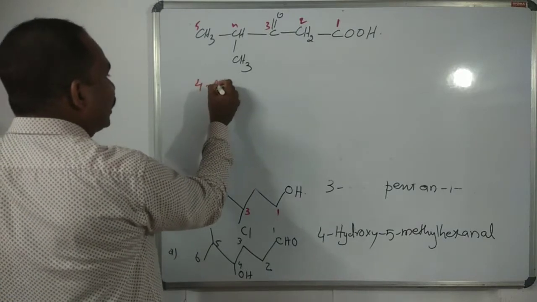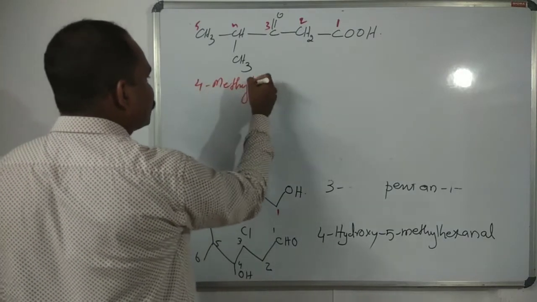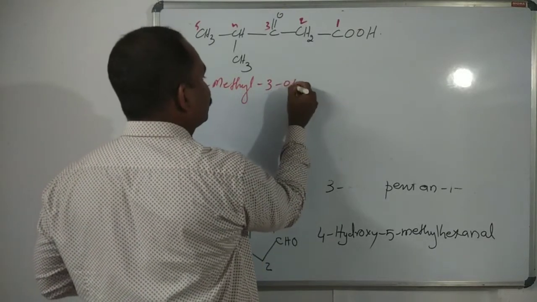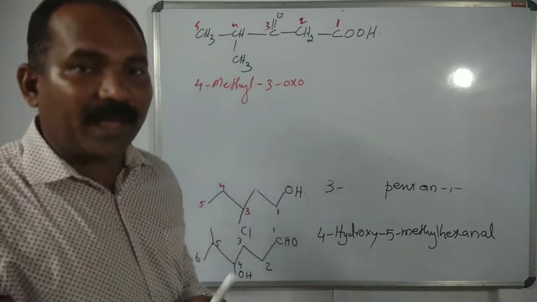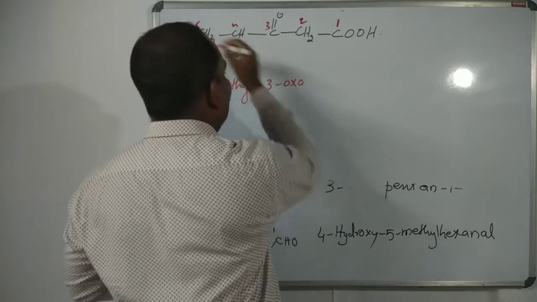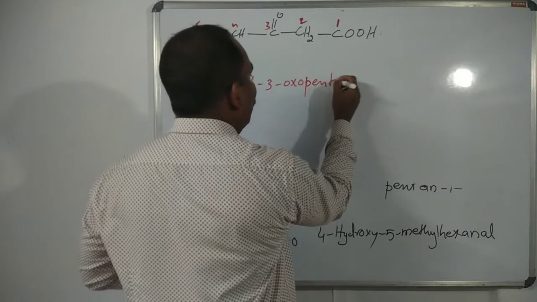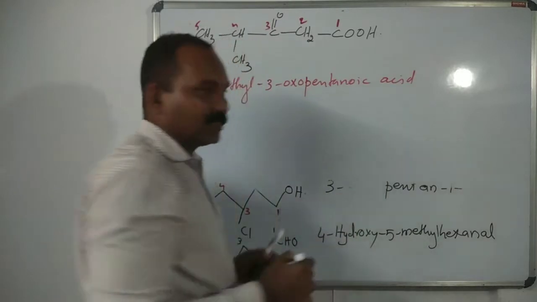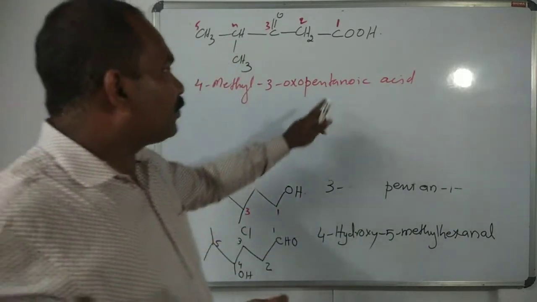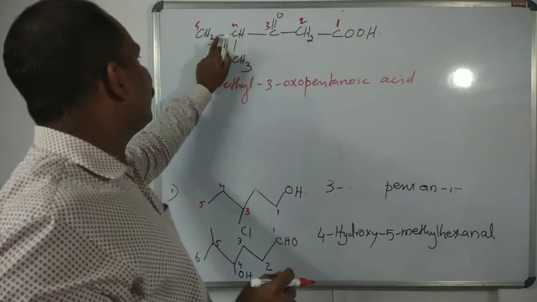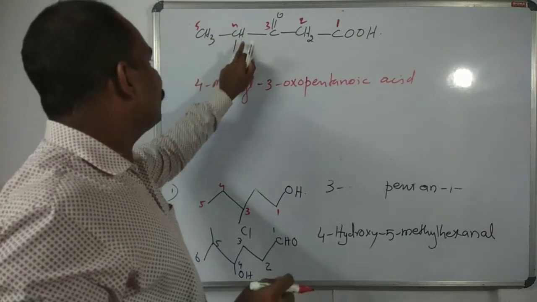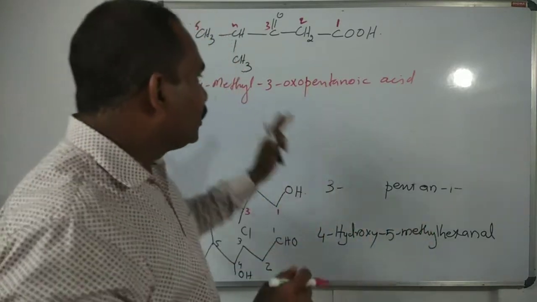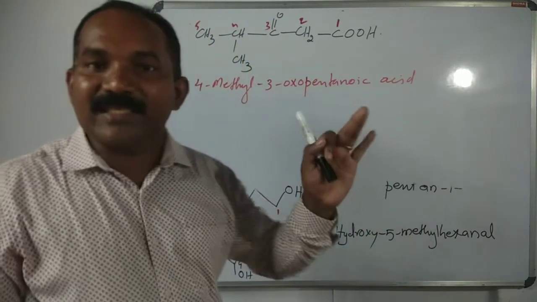So 4-methyl, 3-oxo. 4-methyl, 3-oxo, 5 carbon atoms, so pentanoic acid. Pentane is the parent chain. 1, 2, 3, 4, 5. Both directions are the same. So pentane is the parent chain, and oic acid is the secondary suffix.